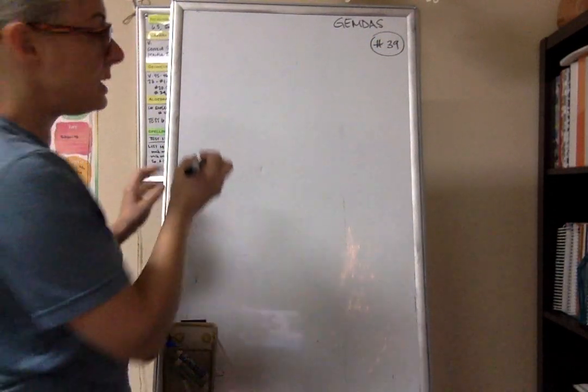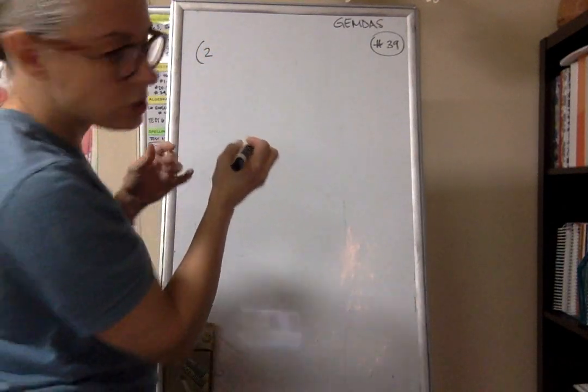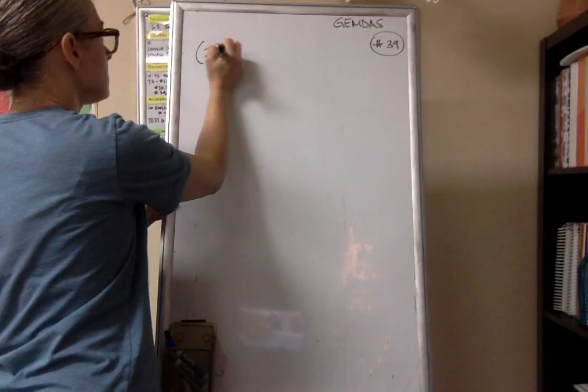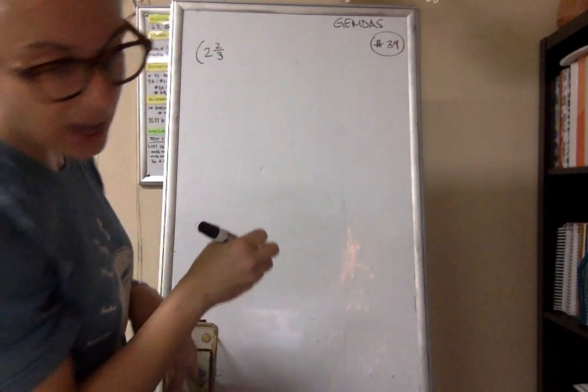So for problem 39, we have 2 2/3 in parentheses. And we are dividing that by 1 1/2.